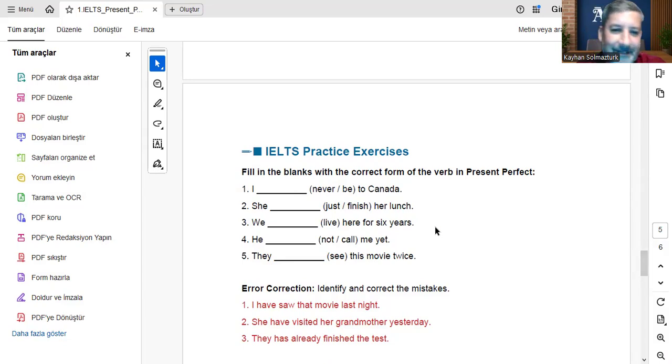Okay, so here we have: we have lived here for 6 years. So an action of living started at a specific point in the past. Like 6 years ago, we started living here and we have lived here for 6 years, right? So, okay. Number four, it's your turn again.